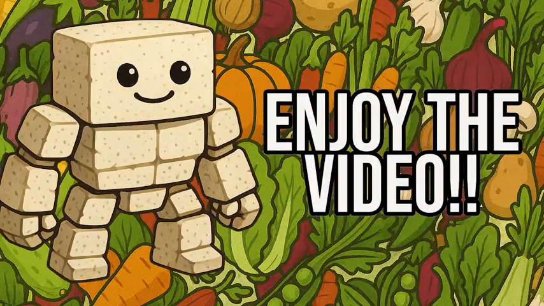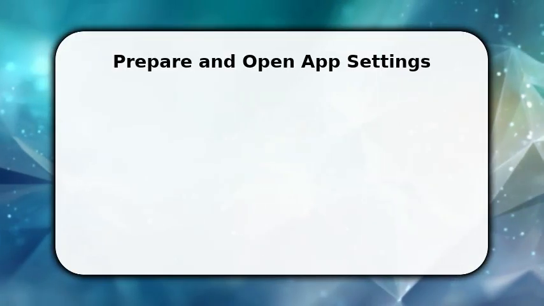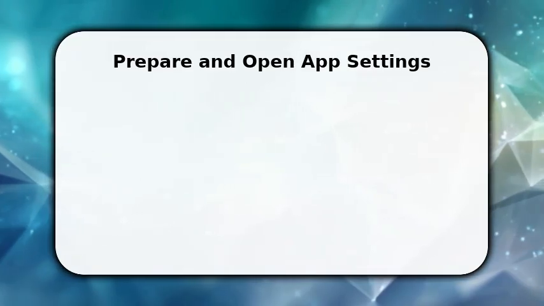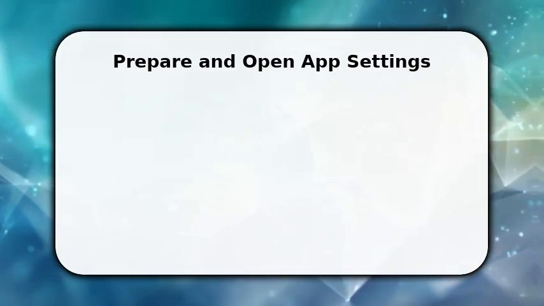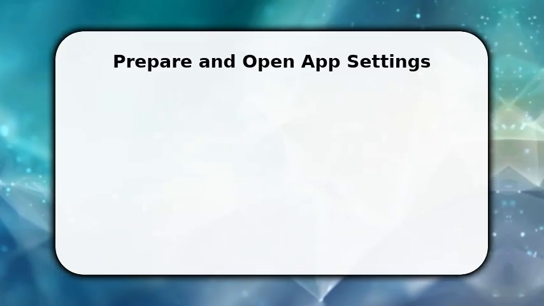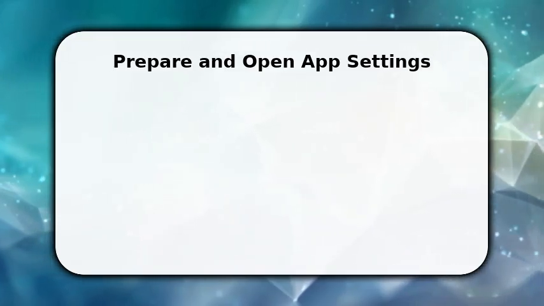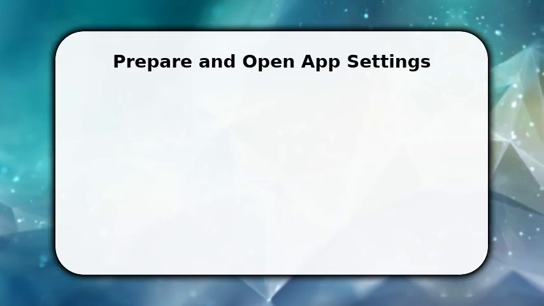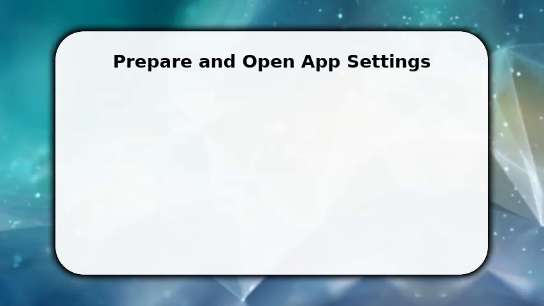Please enjoy the video. You start now by getting the device ready and opening the app page. You don't need to wander through menus. Go to Settings, then Apps or Apps and Notifications, and tap the specific app you want to wipe. You should consider a quick backup if any data matters.